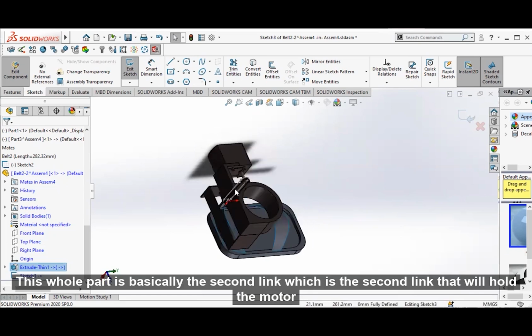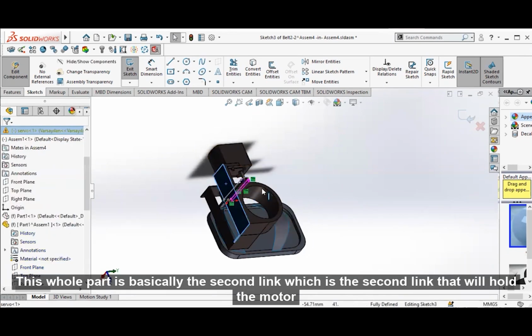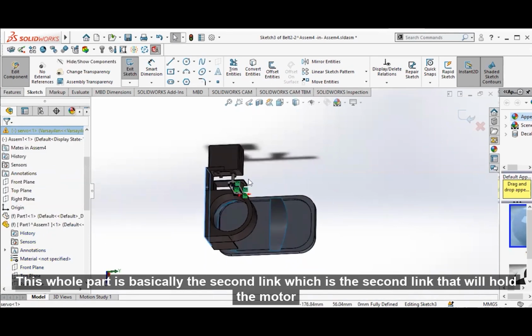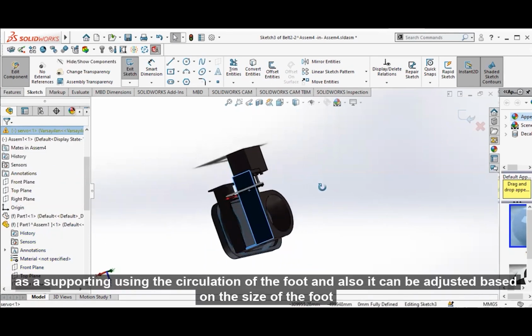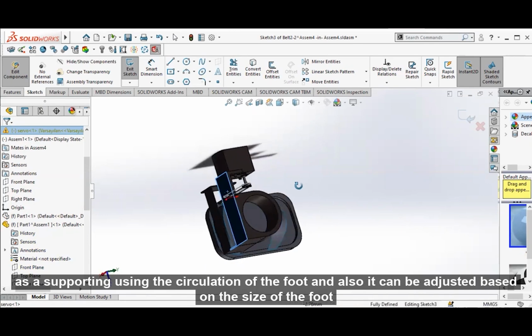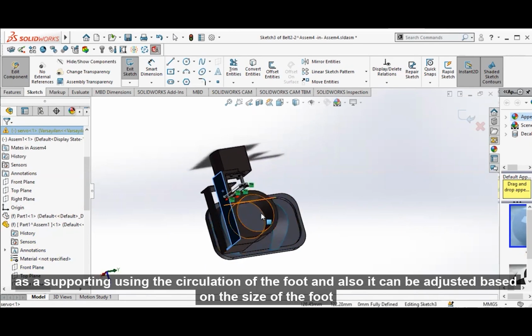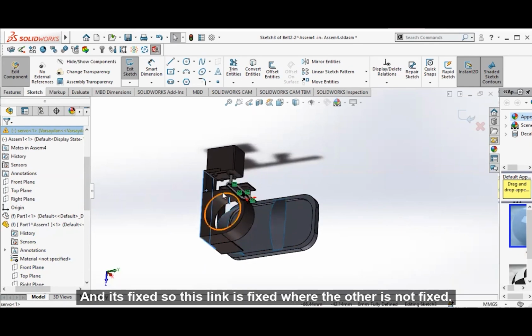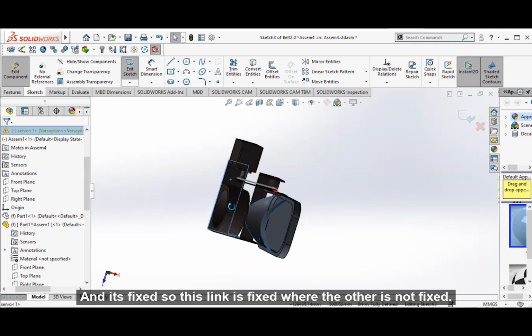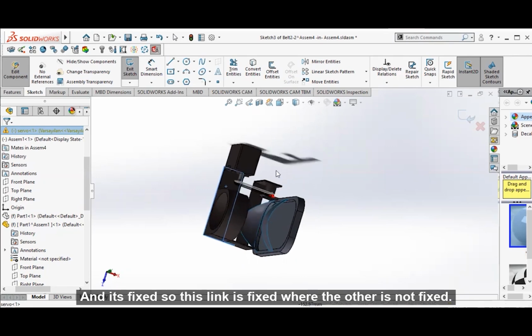And this whole part is basically the second link, which is the fixed link that will hold the motor as a support, using the circulation of the foot, and it can also be adjusted based on the size of the patient's foot, and it's fixed. So this link is fixed and the other link is not fixed.